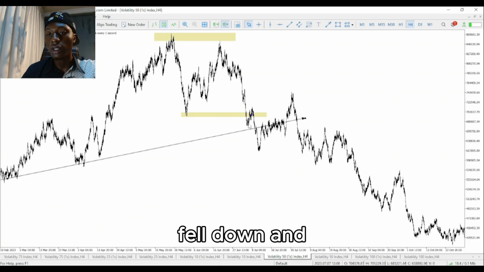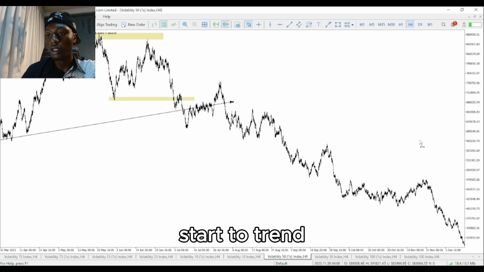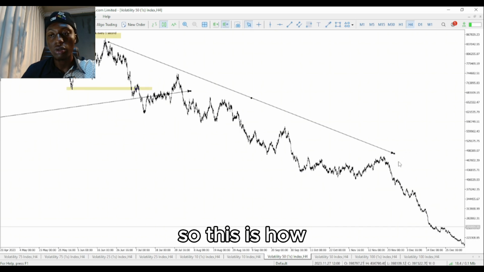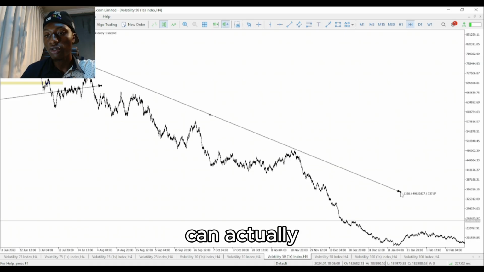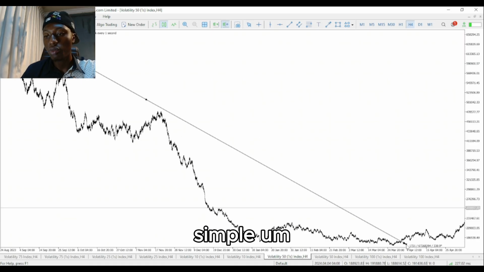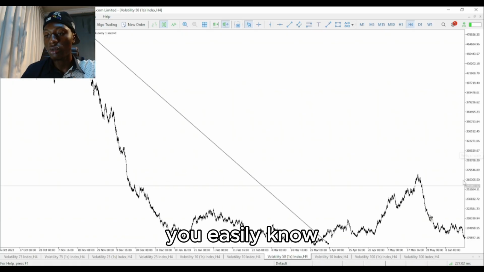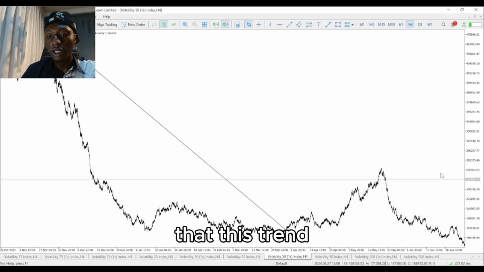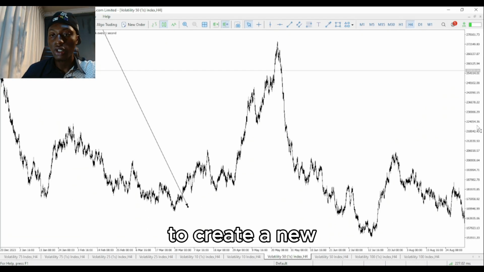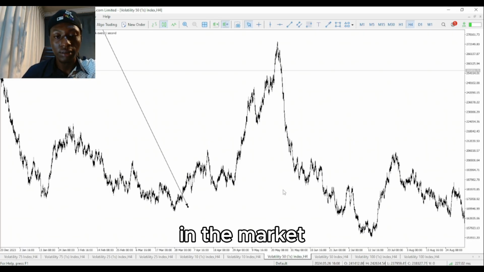So the market fell down and began to trend bearish. You can see the market start to trend downtrend. It changed from uptrend to downtrend. So this is how I know a trend is weakening. If you can actually get to understand this simple concept of mine, you would easily know anytime you open your chart that this trend is weakening, that I need to be patient for the market to create a new structure, or let me see what's going to happen next in the market.